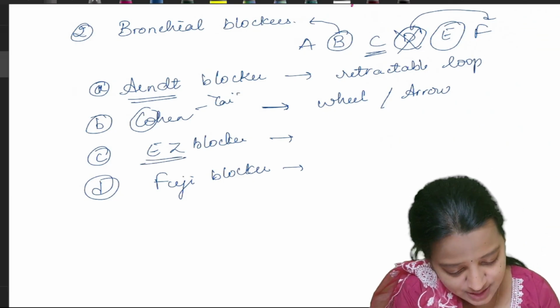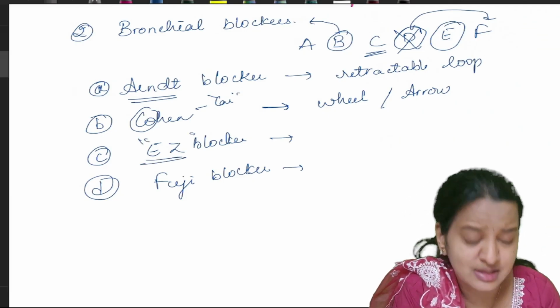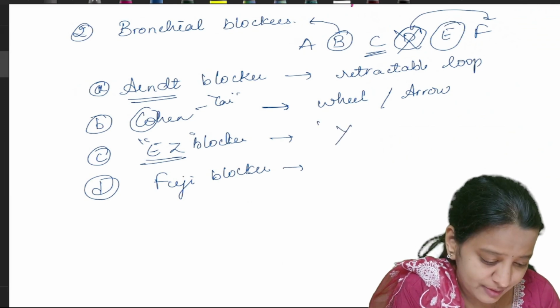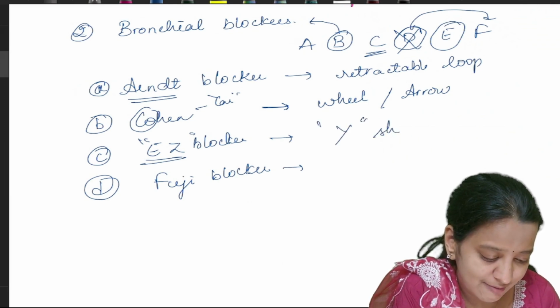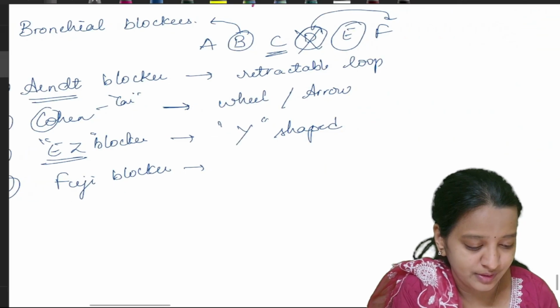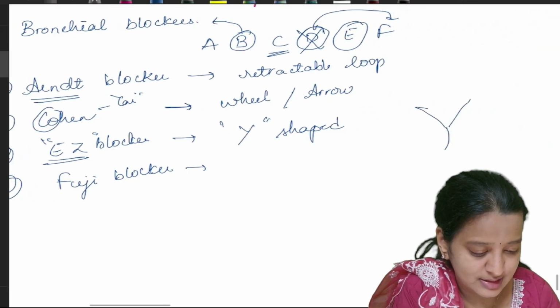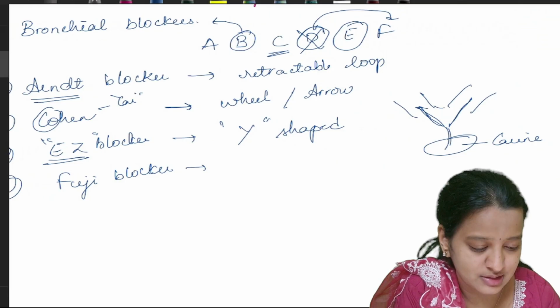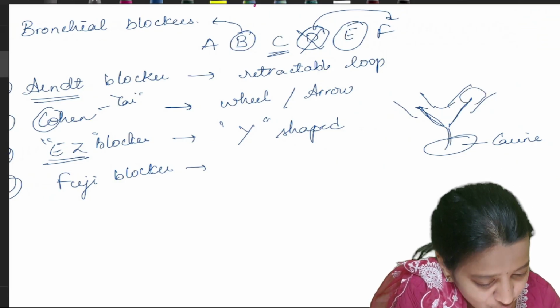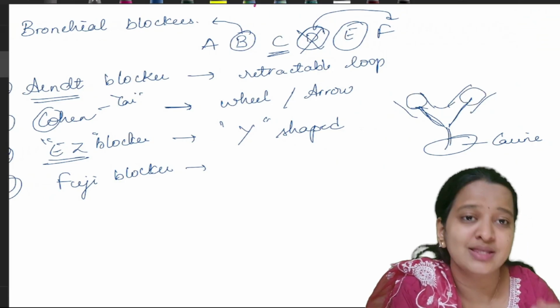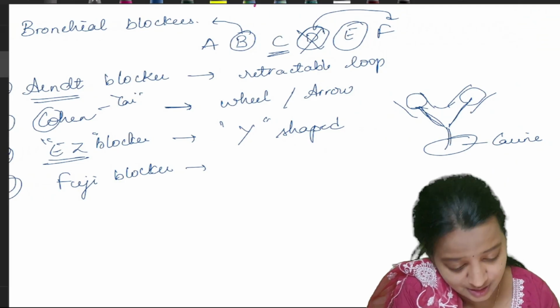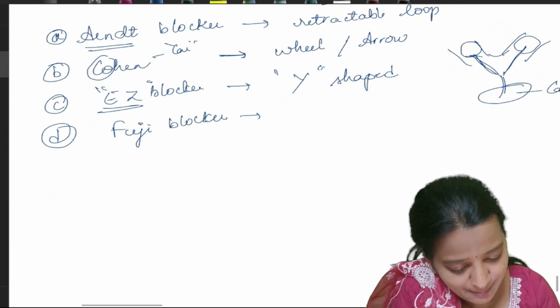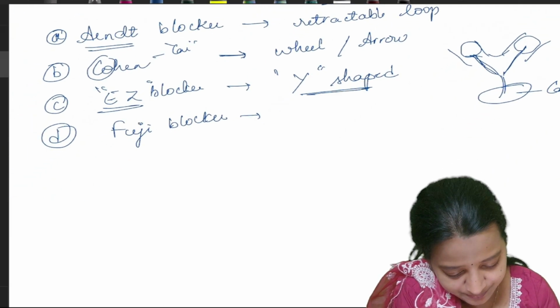Next, EZ blocker. See, here are two letters, so let us include another letter to it: Y. So it is a Y-shaped blocker. It will be something like this. The end of the Y will sit at the carina and both ends will go into each bronchus. So it will have two bronchial blockers, and which side to inflate is my wish. So this is about the Y shape.